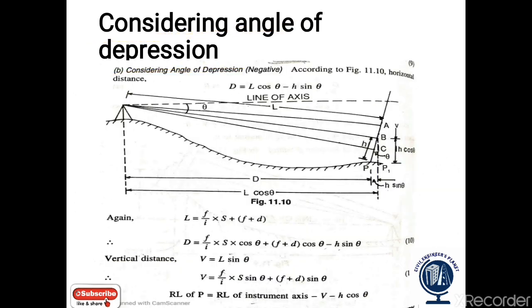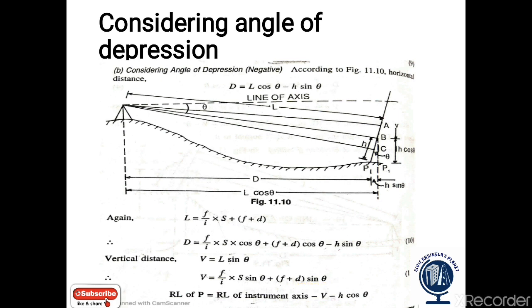So the formula for horizontal distance D equals f by i into s into cos of theta plus f plus d cos theta minus h sine of theta, and the formula for vertical distance V equals f by i into s sine of theta plus f plus d sine of theta.